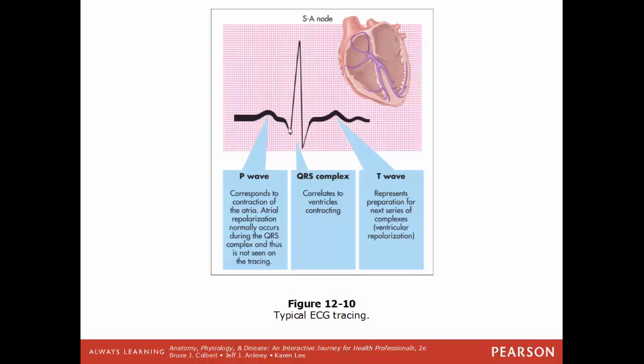Alright, the next combination of valleys and spikes is called QRS. That's this region here. This will correspond to the ventricles contracting. The next little hill after that is called the T wave. Now this represents the preparations for the next set of complexes. So basically the ventricles becoming repolarized.